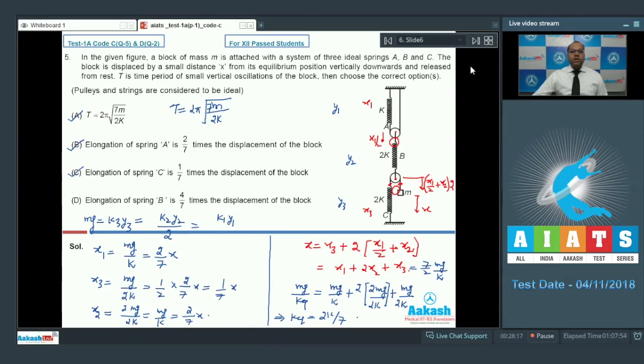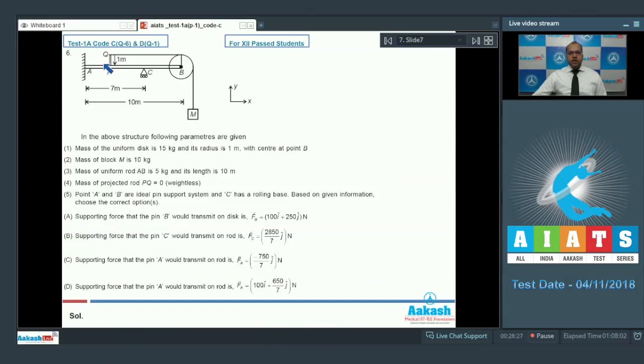Let's move to question number 6. In question number 6, in the above structure, the following parameters are given. Mass of the uniform disc is 15 kg and its radius is 1 meter with center at point B. So this is the disc. Mass of block M is 10 kg. Mass of uniform rod AB is 5 kg and its length is 10 meter.